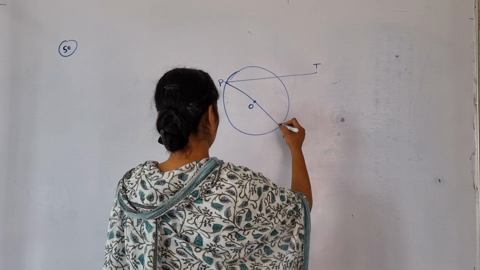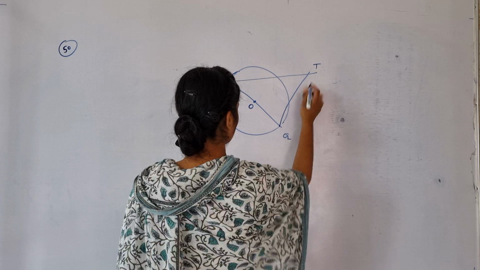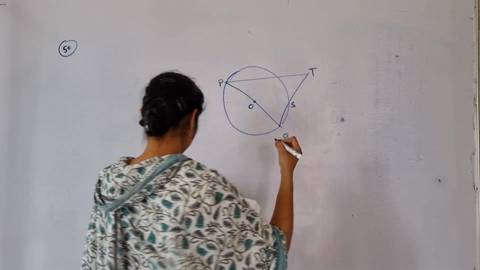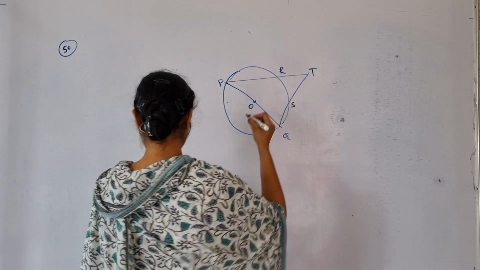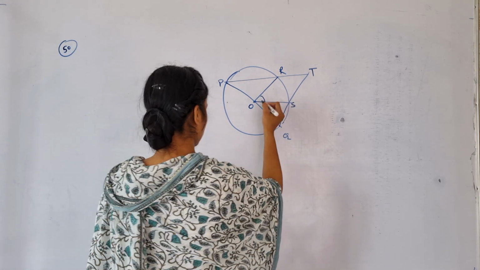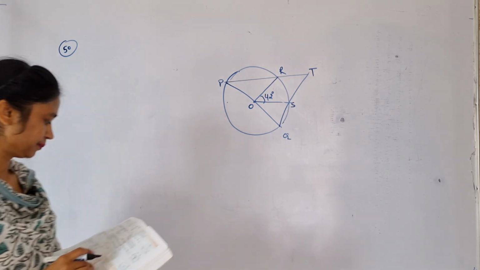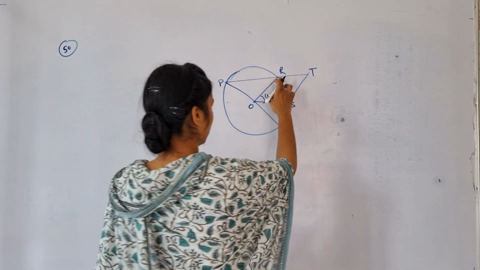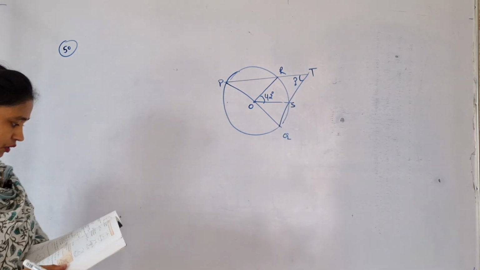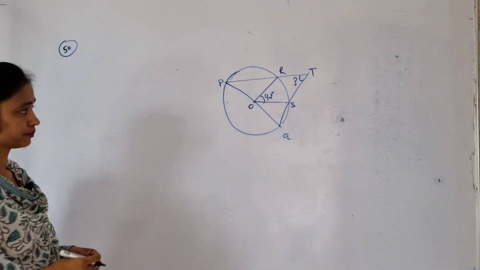Here is T, here is S, here is R, ROS. This angle is given by 42 degree. You need to find RTS. This angle you need to find. Okay, how can you calculate this?